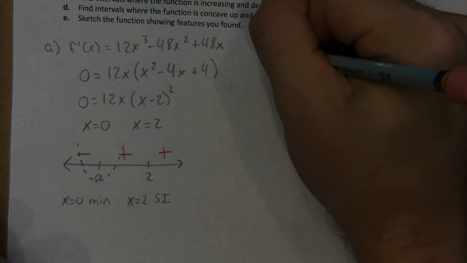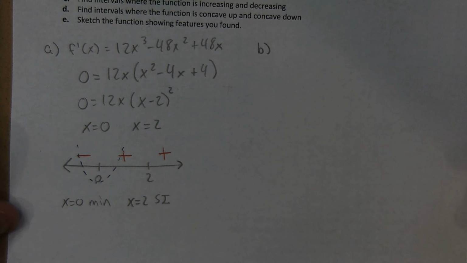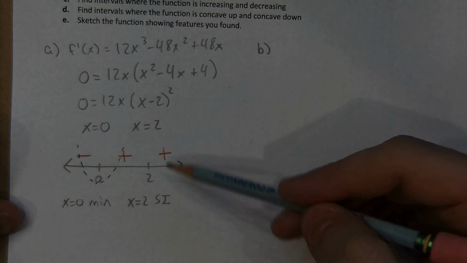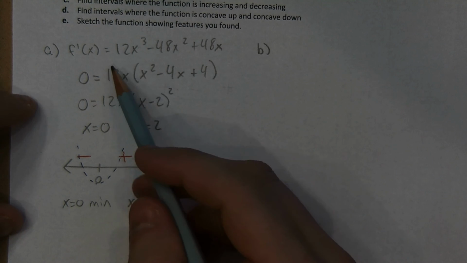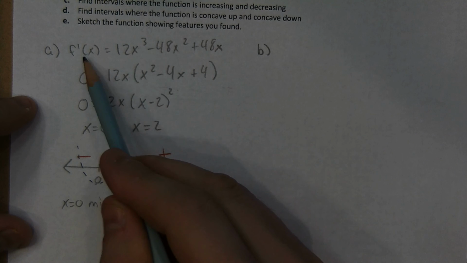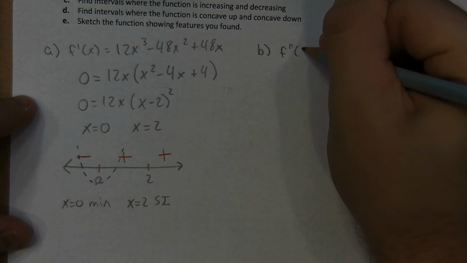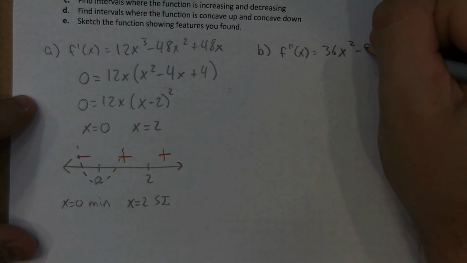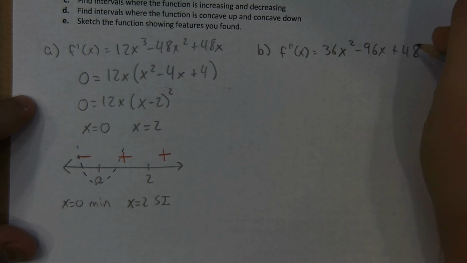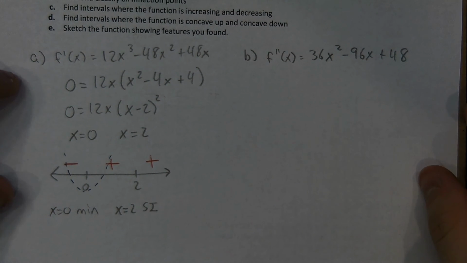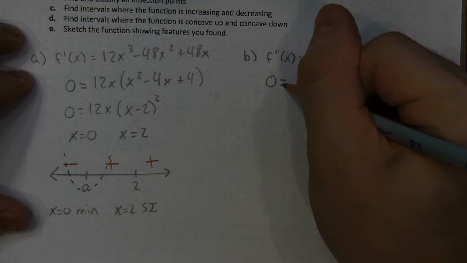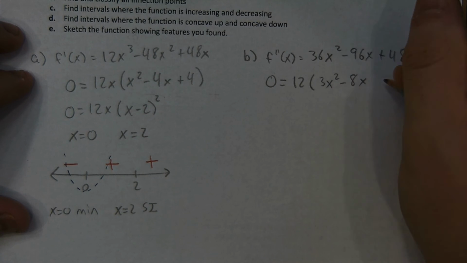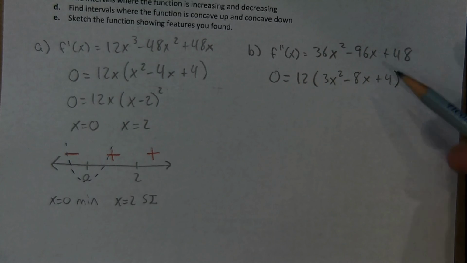Now let's go ahead and do part B. Part B is to find and classify all the inflection points. Well, we already know one. One of the inflection points happens at x equals 2, and we know it's stationary because the first derivative was 0 there. But let's be good little mathematicians and find all the other ones. So let's find the derivative of f prime. f double prime gives me 36x squared minus 96x plus 48. The GCF here is 12. And yeah, this does factor.